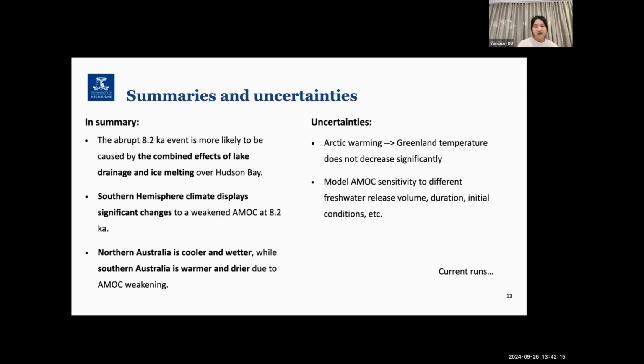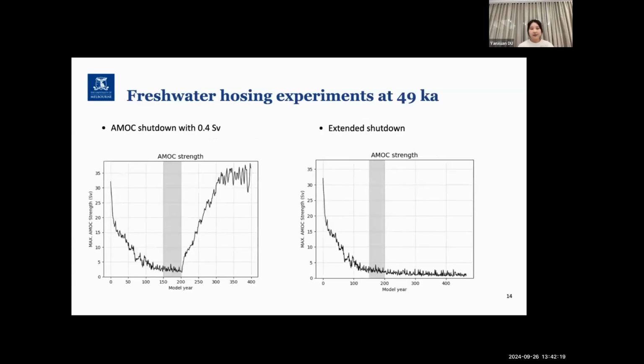So finally, for the current runs, I've been doing the freshwater hosing experiments at 49 ka. These experiments start from the 49 ka control from Hamadry, and I put 0.4 Sv drop at year 0 to shut down the AMOC. And basically, after year 200, I just stopped all the fluxes to monitor the recovery. And for the second one, we want to continue the shutdown, so we continue from year 200 to see the climate response after the extended shutdown.